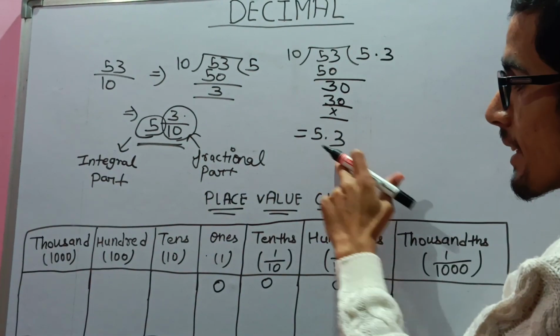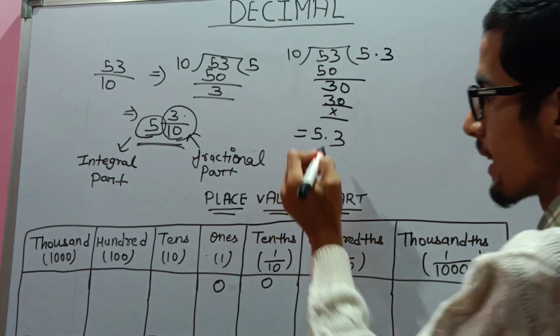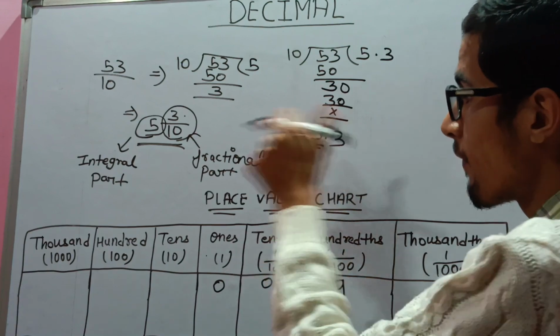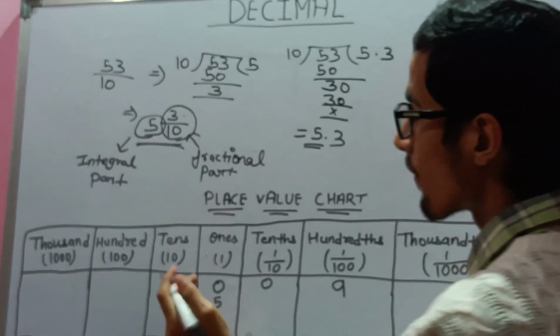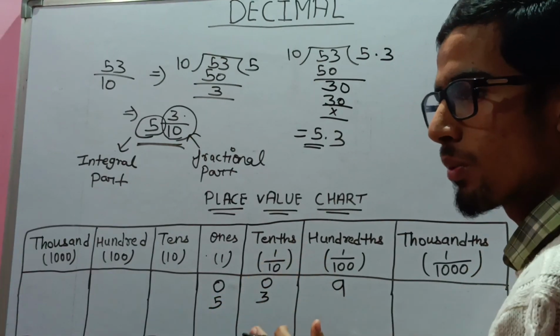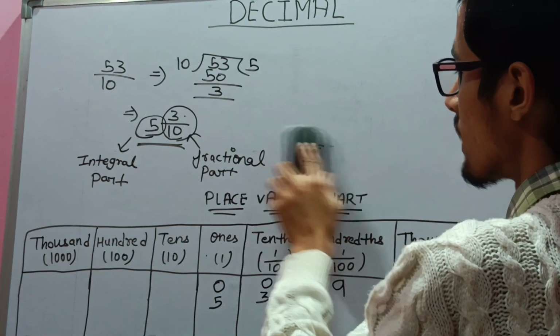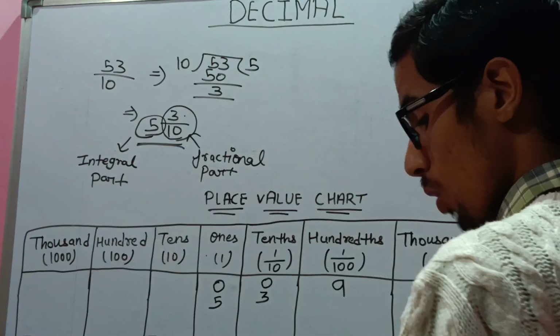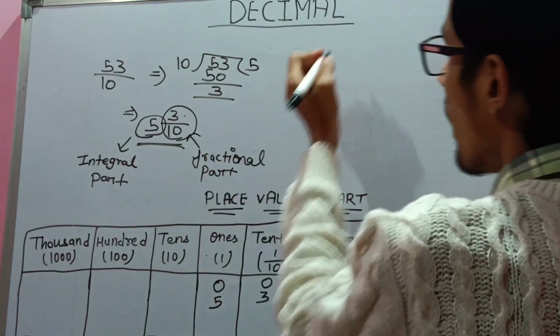And the second method to solve this example is by the fractional part. So if we write this in a place value chart, how do we write this? In the ones, we always write the part before the decimal, 5. After the decimal, 3 comes in the tenths part. Okay, students? So let's discuss the second method to solve this example.